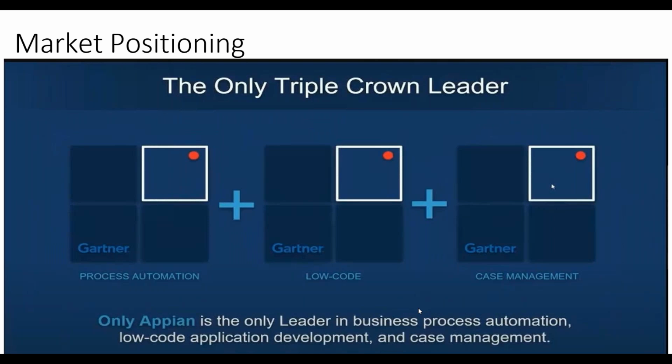Market positioning: the only triple crown leader, in process automation, low code, and case management. If you talk about a case management tool, you'll go for Salesforce. If you talk about business process management, you will go for Pega. But in Appian, you have all the things in one place, right? So that's why this also makes Appian in demand.